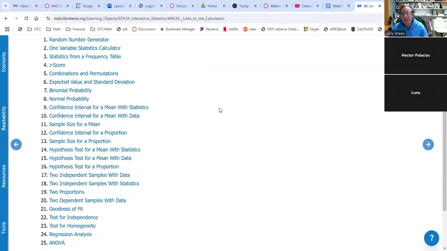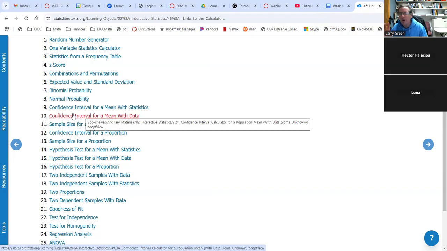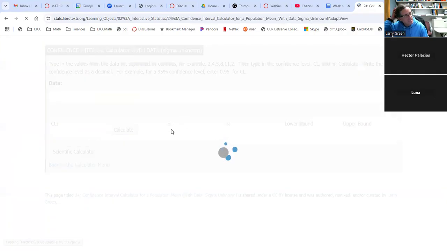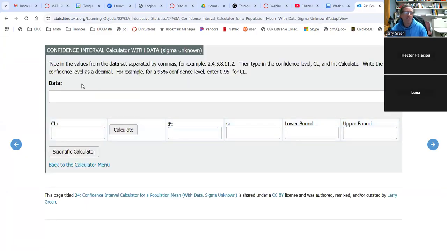Okay, so we want a confidence interval. And I'm going to use what we originally had, which was the three values you gave me. So that's going to be a confidence interval for a mean, right? It's a mean because we have quantitative data. And I'm going to use the data. So I'm going to click on that. It's pretty simple. So the data I'm going to use is what you gave me, which is 0.2, 4, and 5. And don't forget to separate by commas.